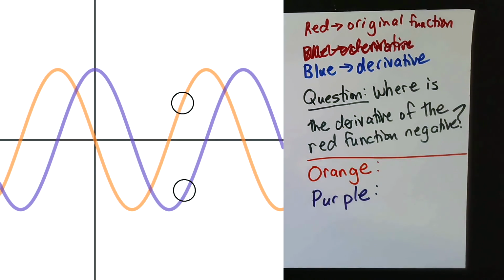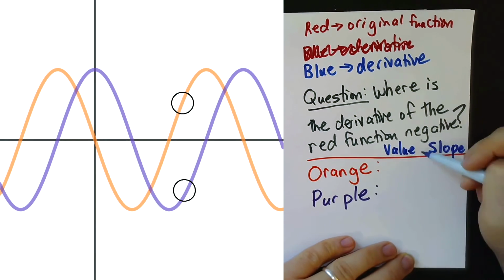But could it be the other way around? Well, to decide that, I have to now look at the orange function, and I have to think, okay, at this point on the orange graph, is the derivative supposed to be positive or negative? At this point, the tangent line has positive slope, and so the derivative of the orange function at this point should be positive. But if I look at the corresponding value on the purple function, there, that value is negative. And that tells me that the purple function can't be the derivative of the orange function.